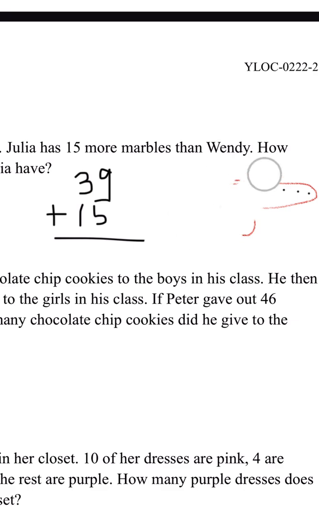So we put 14, 4, and we don't write it like that. We put it above the 3. 1 plus 3 plus 1. So 1 plus 3 is 4. 4 plus 1 is 5. So that's 54 marbles.